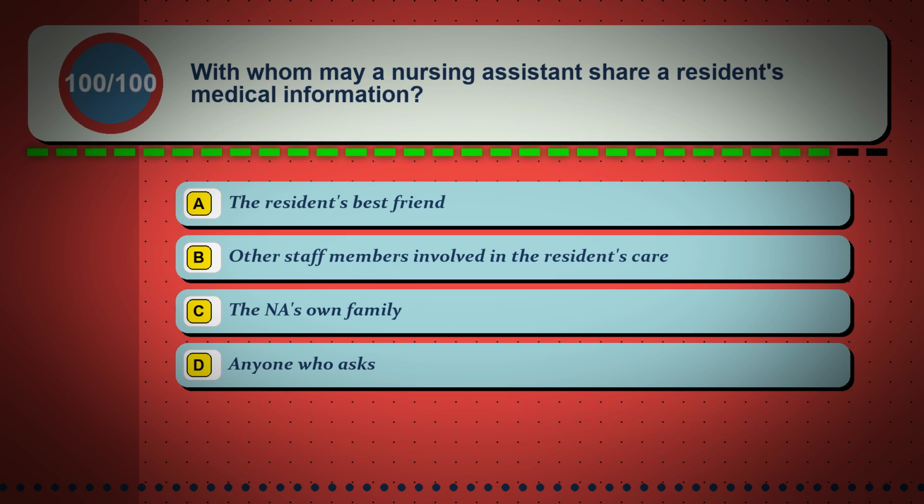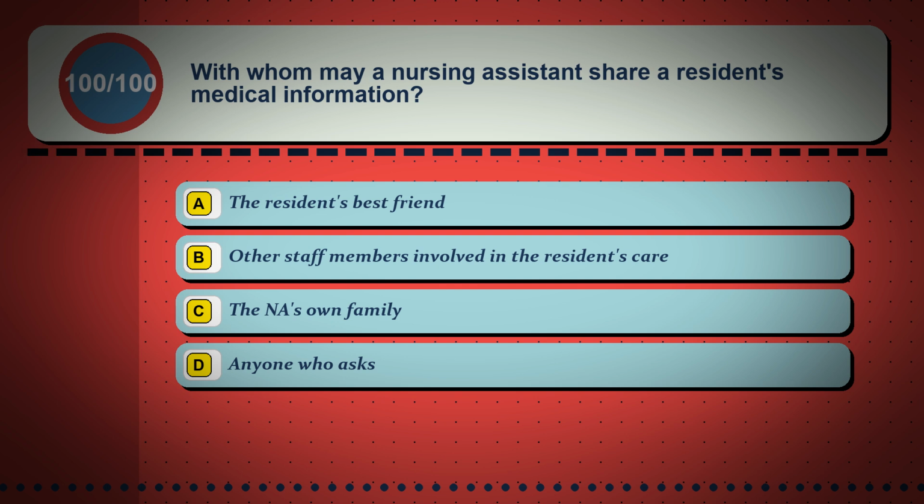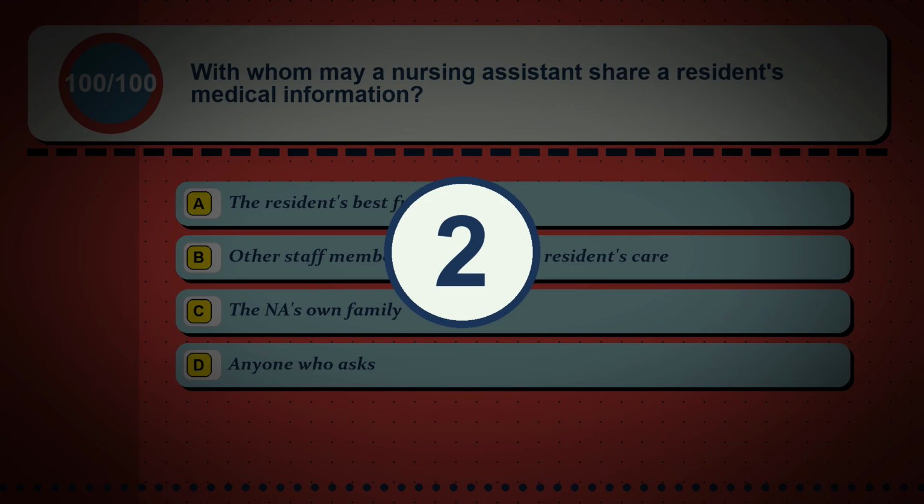Question 100. With whom may a nursing assistant share a resident's medical information? Option A, the resident's best friend. Option B, other staff members involved in the resident's care. Option C, the NA's own family. Option D, anyone who asks.